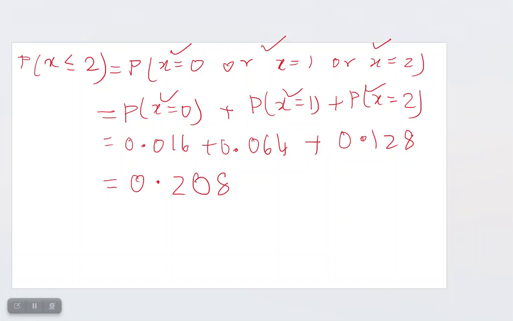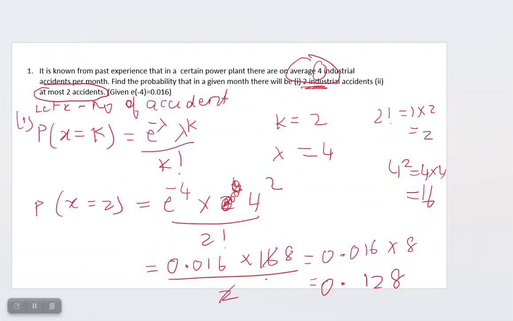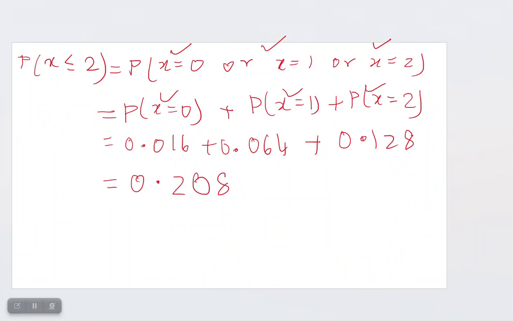The calculation for P of x equal to 0 is shown here, P of x equal to 1 is shown here, and P of x equal to 2 is also shown here. After inserting all these values, we get the answer. With this, we come to the end.